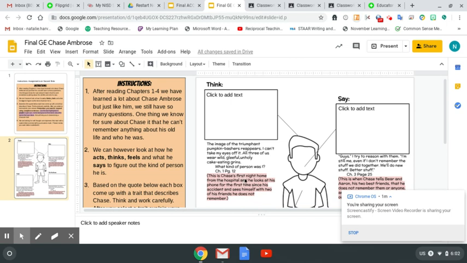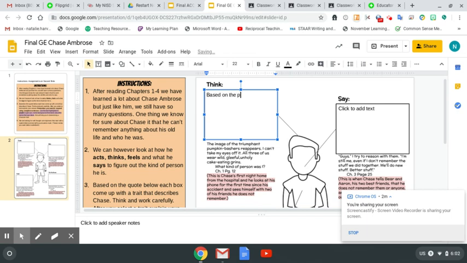So it says, this is Chase's first night home from the hospital, and he looks at his phone for the first time since his accident and sees himself with 2 of his friends he does not remember. So based on this passage that we took from the book, what can we determine about Chase based on what he thinks? So we would say, based on the passage, I am going to say that Chase is uncertain.